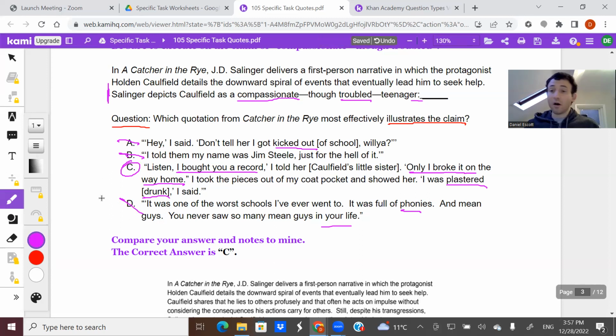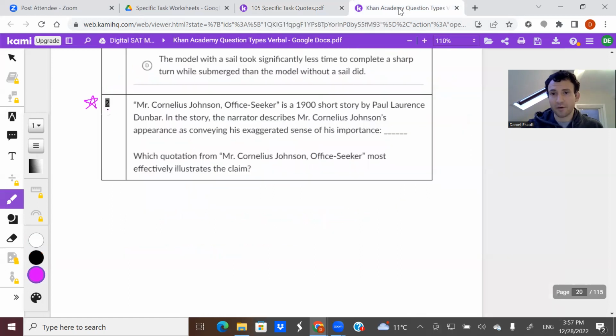So again, on these quote questions, make sure you identify exactly what the claim is and that you find the answer both has stated and implied support for all of the claim. So let's do one together right now. Which quotation from Mr. Cornelius Johnson, office seeker, most effectively illustrates the claim?